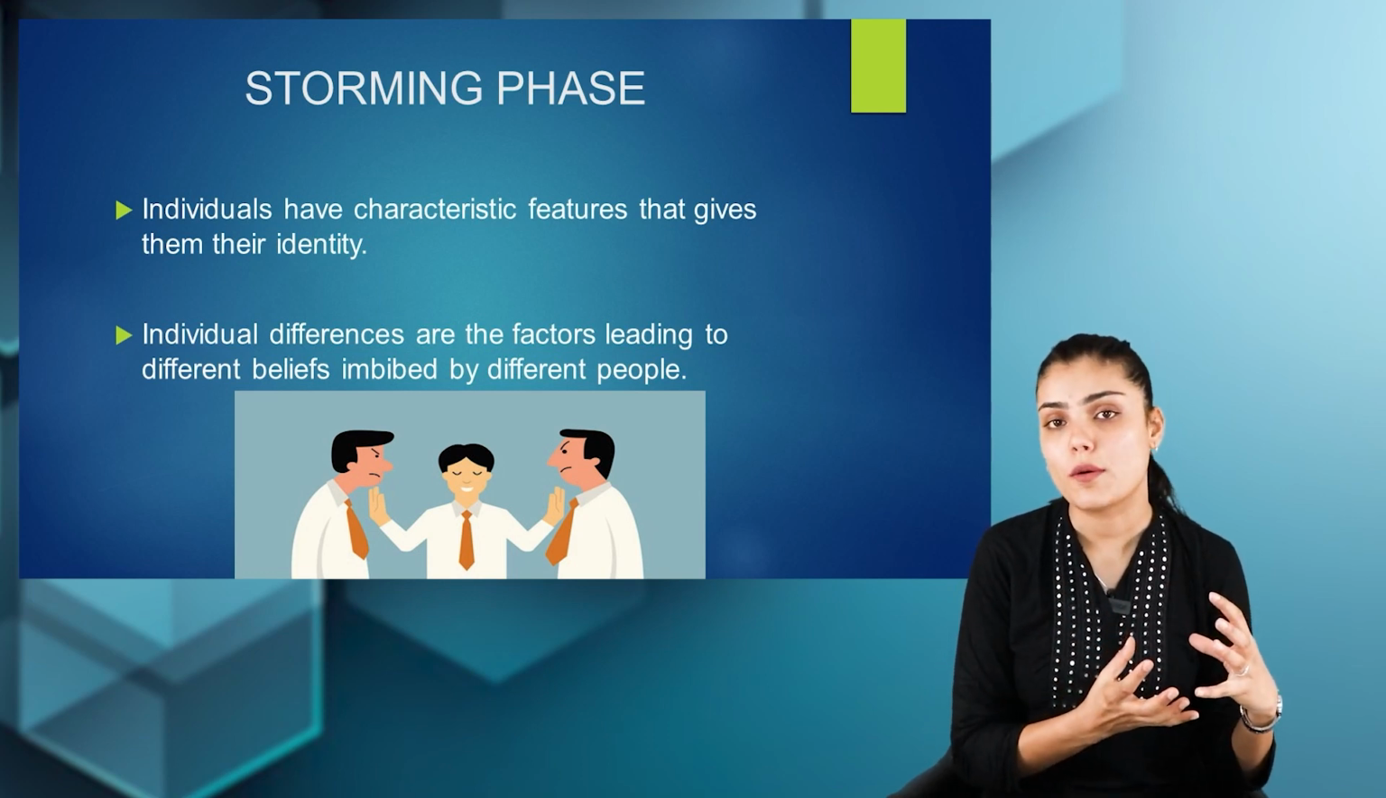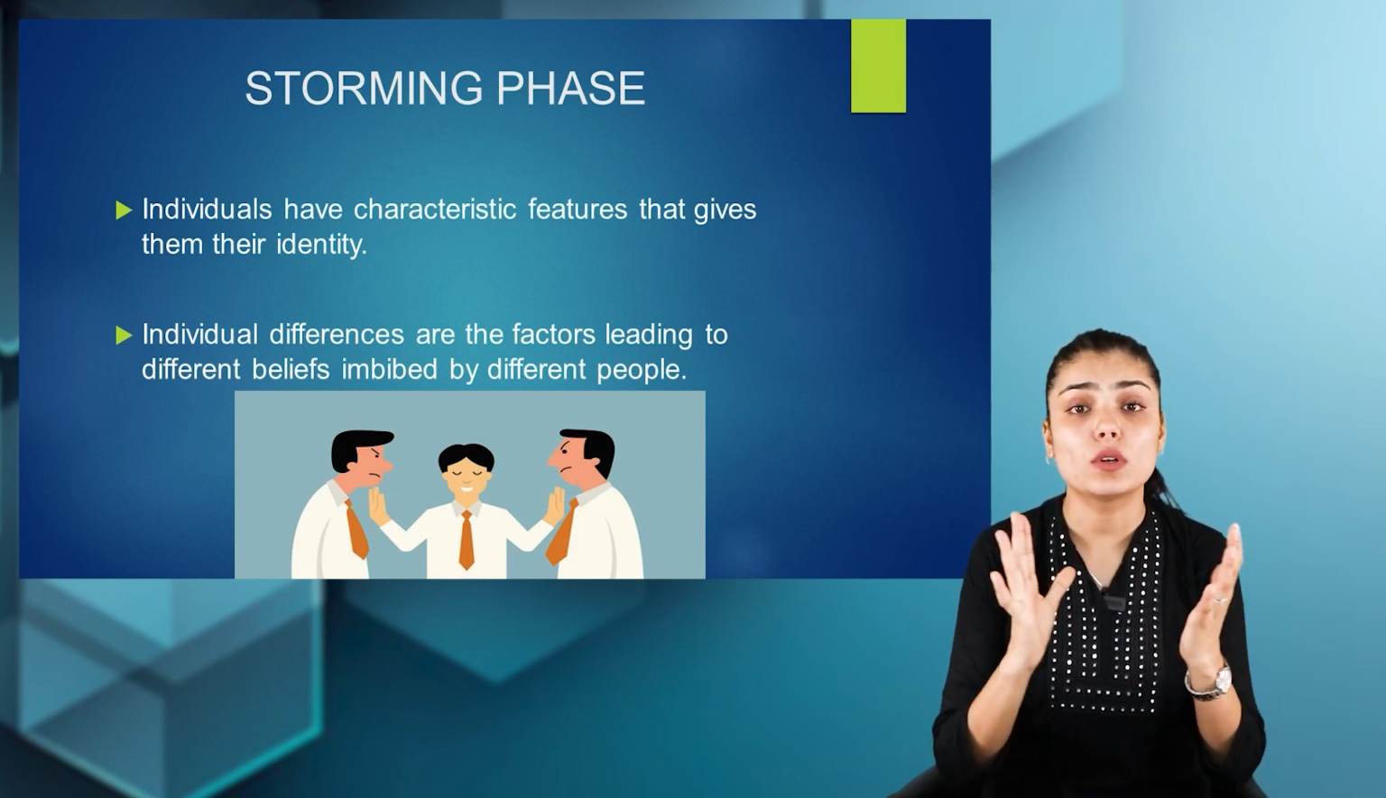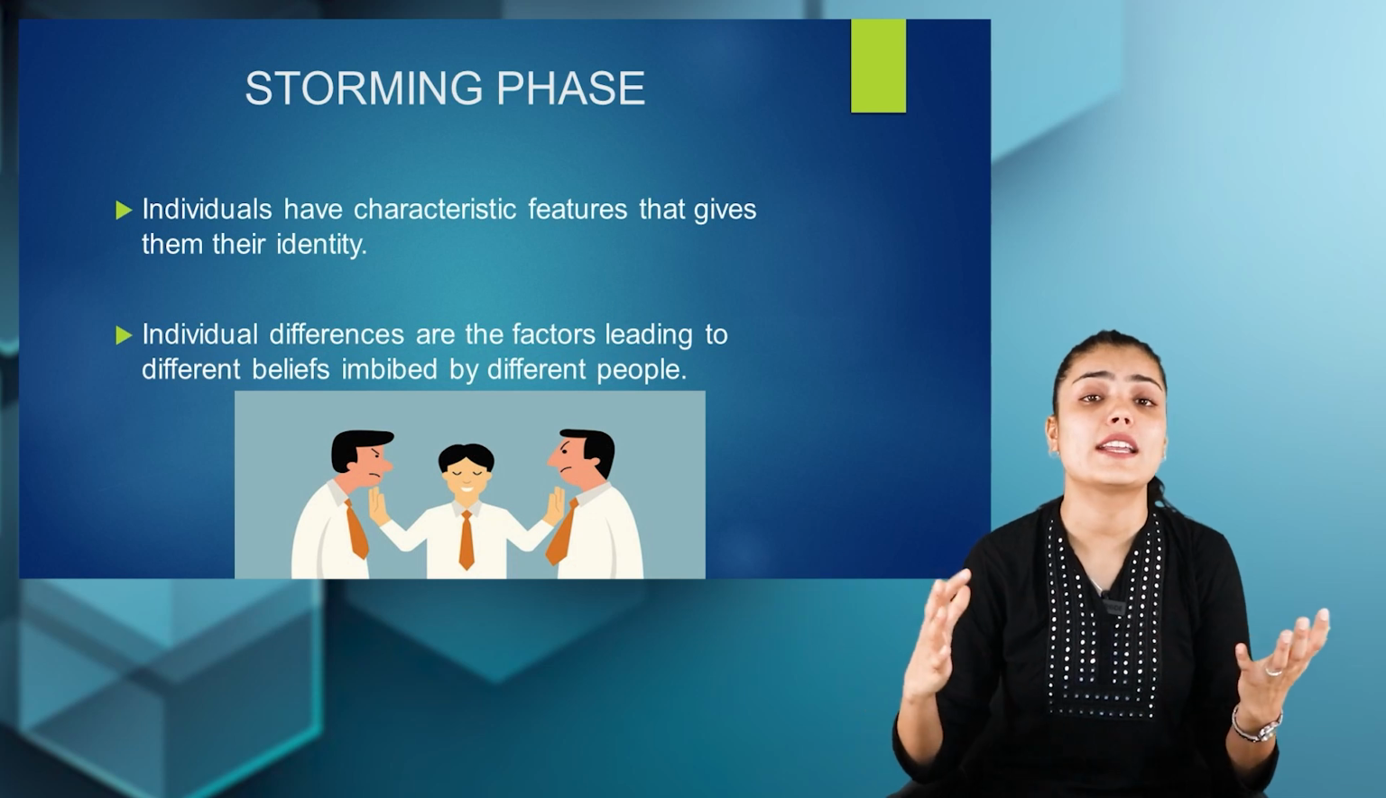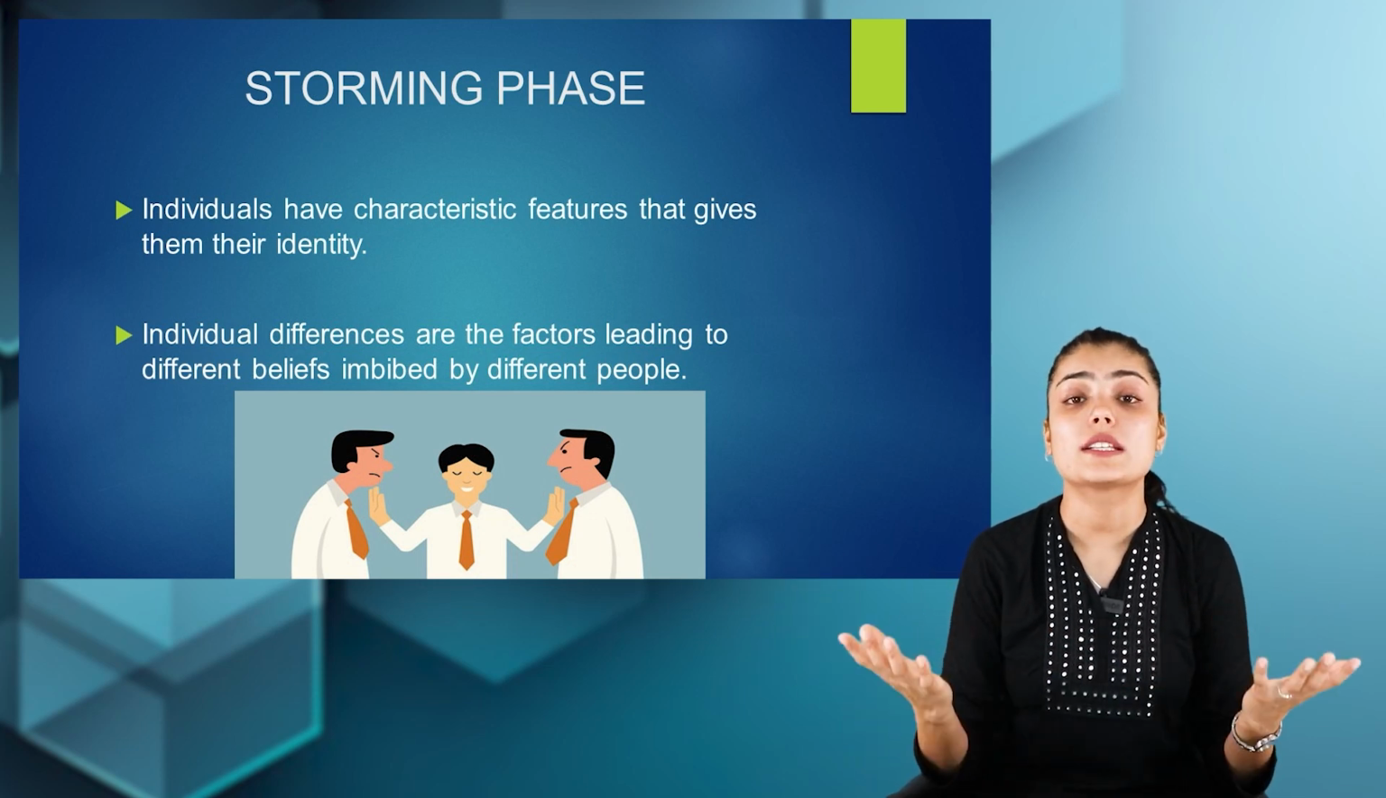Now the group is formed. The forming phase is over. What is the next phase? It is called the storming phase. Now, what happens in the storming phase? The group is formed, but there is no leader, and there are no clear responsibilities divided between the members of the team. So what is the storming phase?